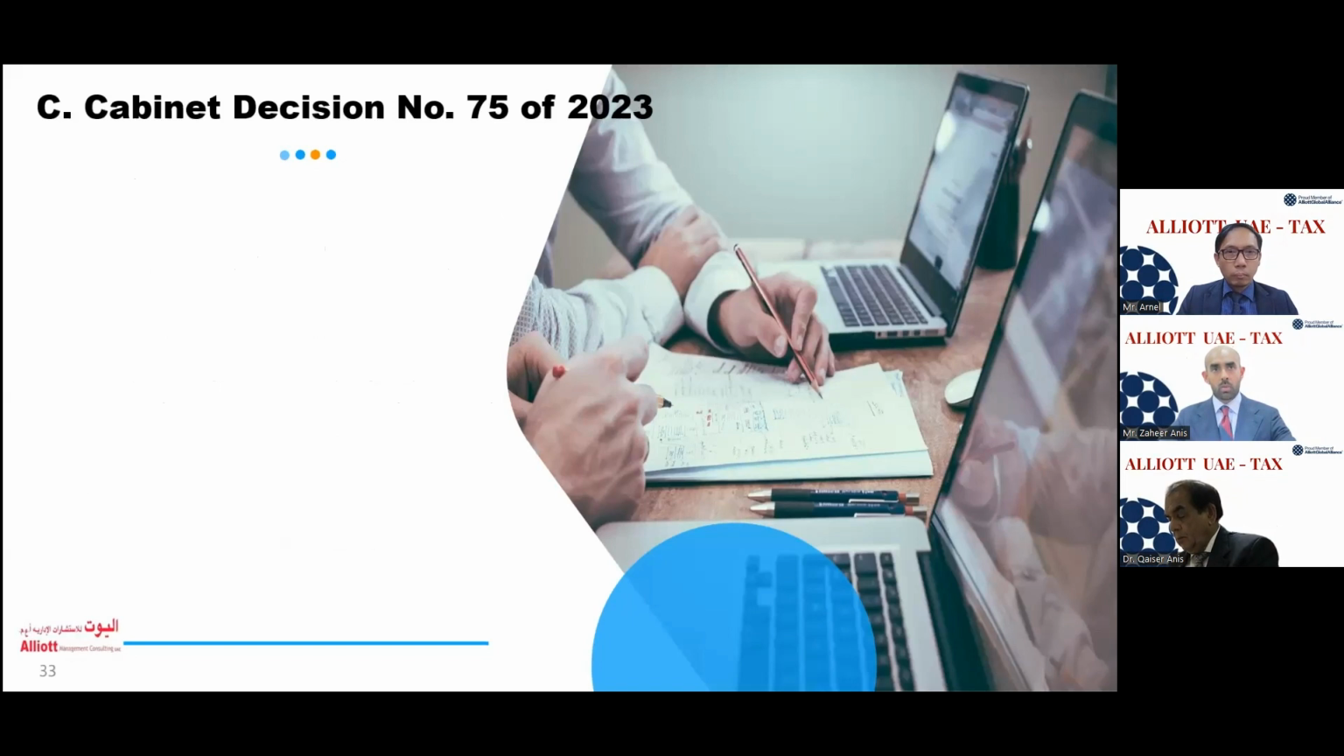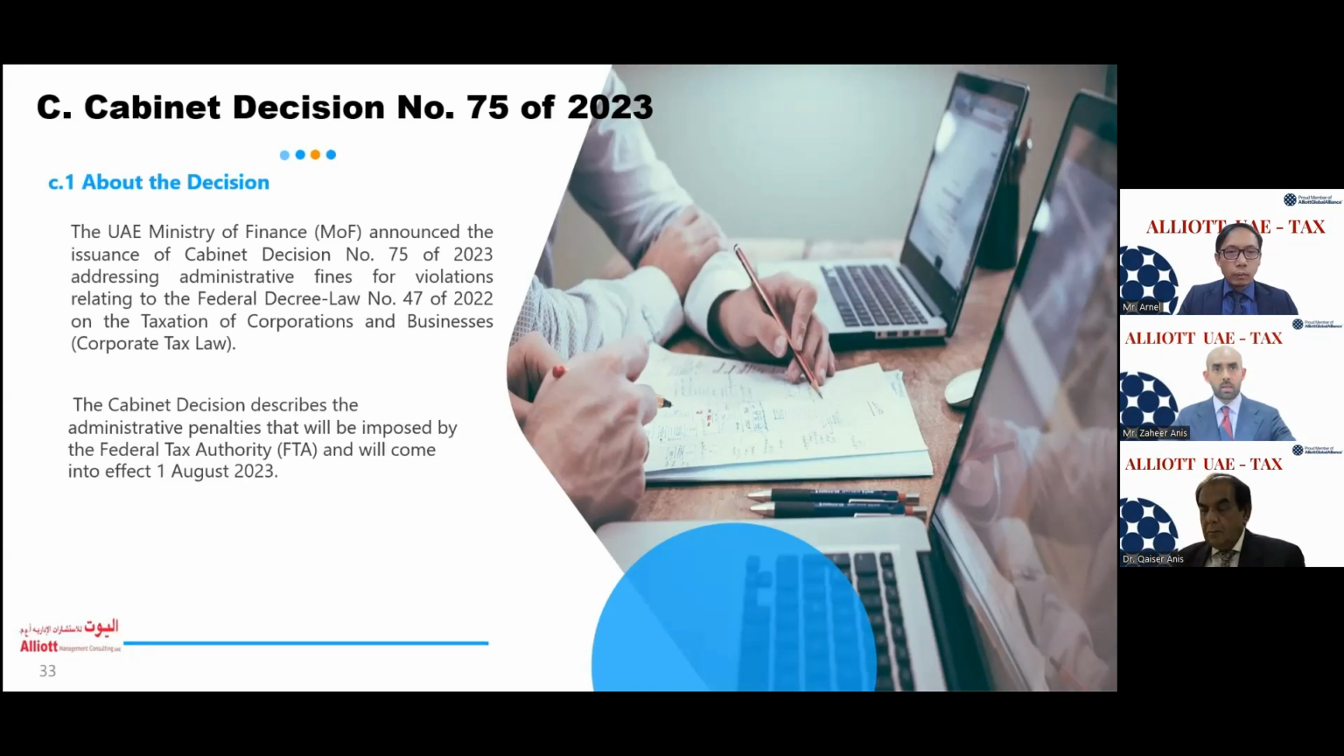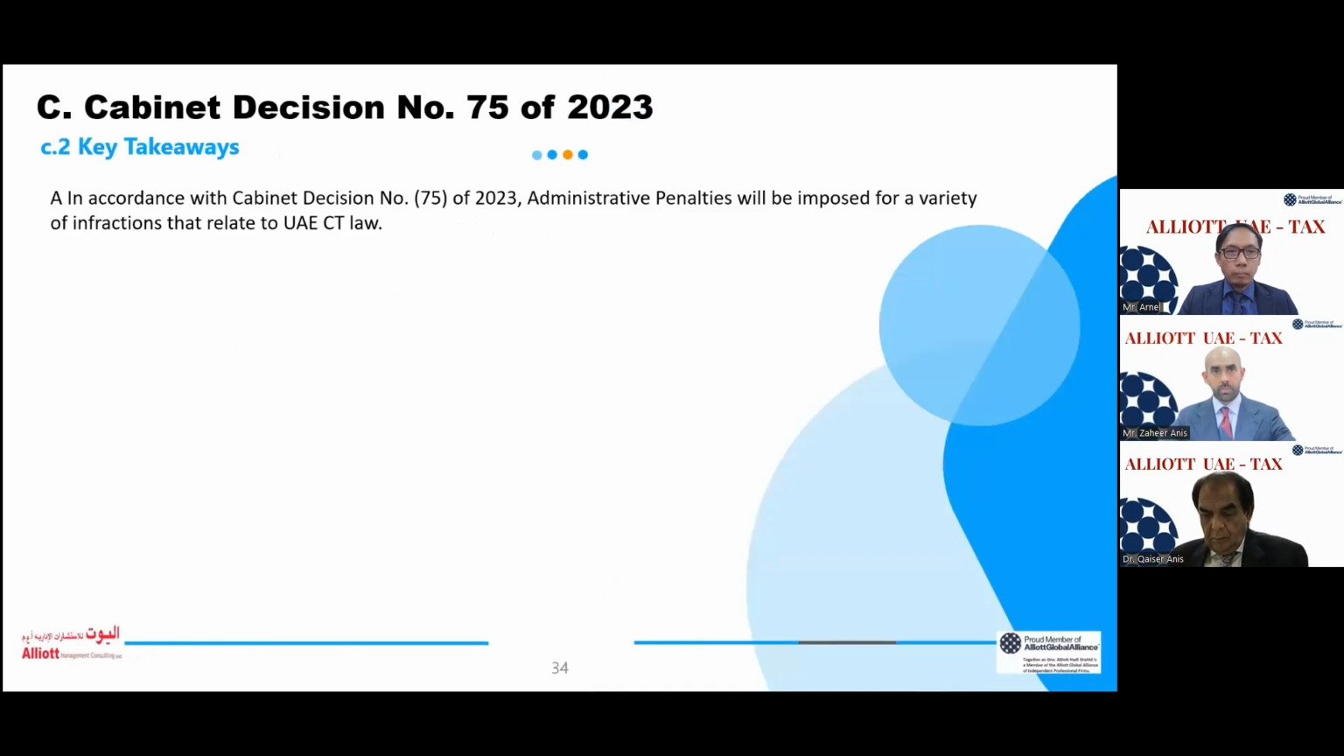So what was the decision? It was addressing the administrative fines for the violations relating to the corporate tax law, which is Federal Decree number 47. And it describes the administrative penalties that will be imposed by the Federal Tax Authority, which is now coming into effect from 1st of August 2023.